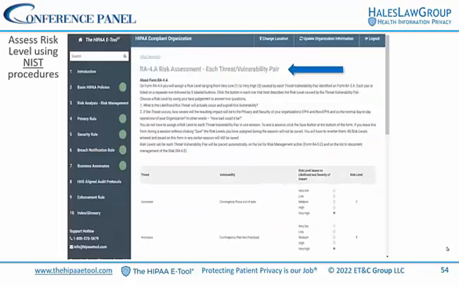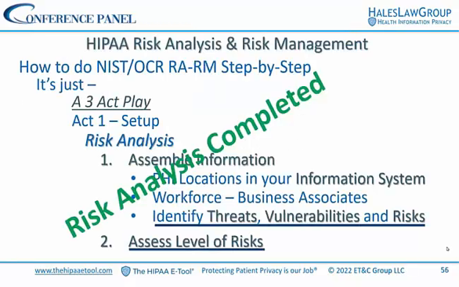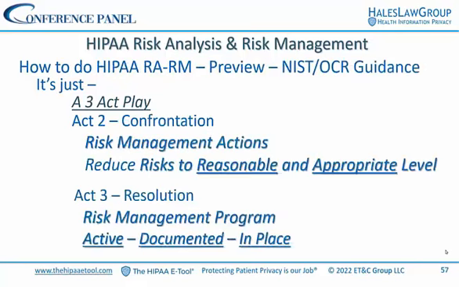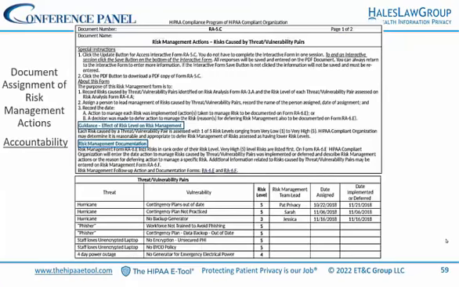So if we look at these threat and vulnerability forms, as you fill out the interactive forms, you're creating a PDF. That's risk analysis. Now, we only followed through the threats and vulnerabilities. So Act 2, confrontation. This is important. It's about accountability. And here's the PDF.